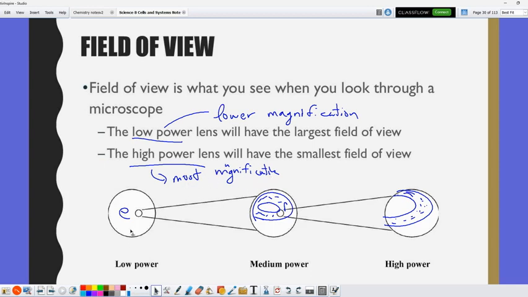So there's a letter E under low power. Under medium power, you can see the field of view is smaller, but you can see it in more detail. When you get to high power, the field of view is even smaller still, but the magnification is higher, so you can see more detail.